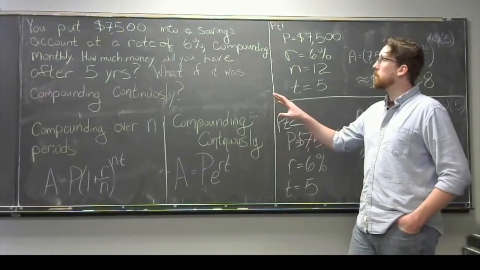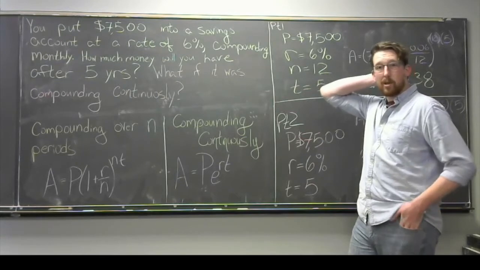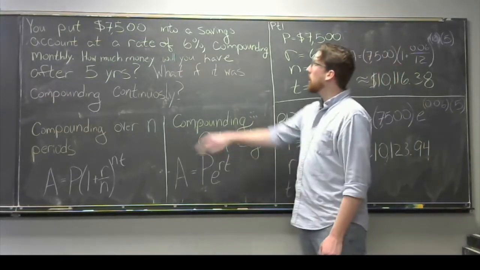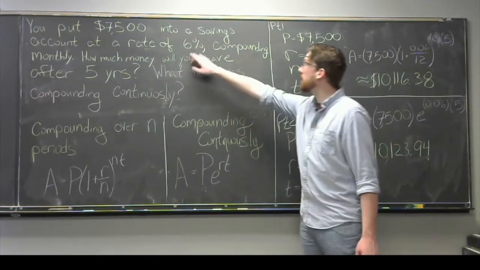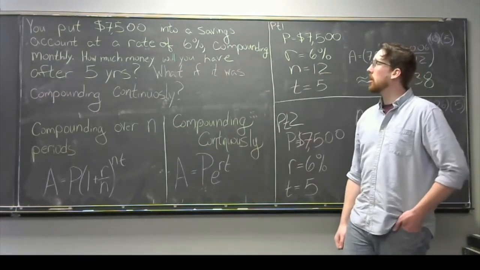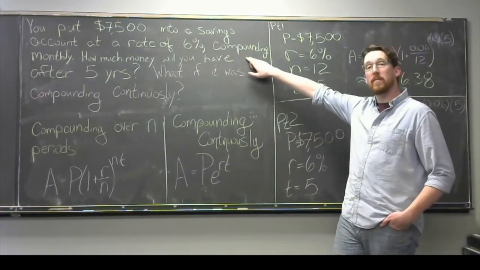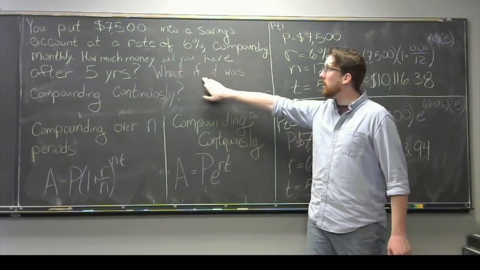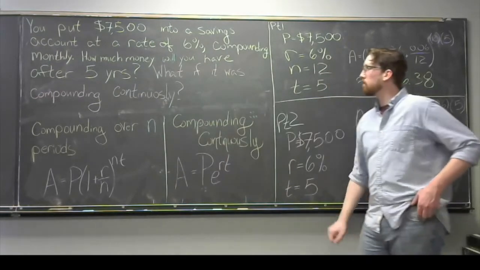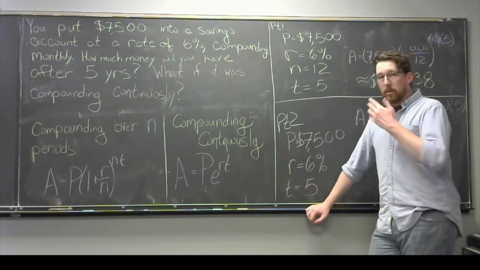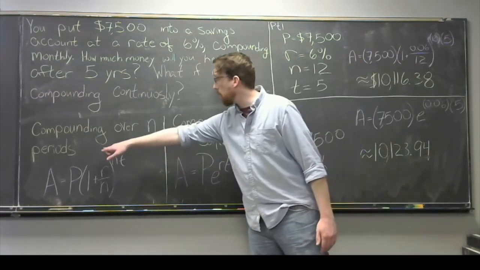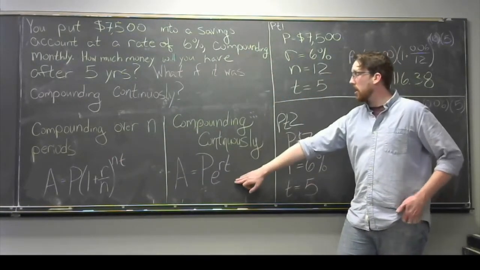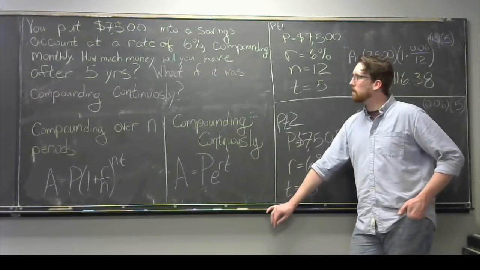In this next example, we're looking at a savings account that we just put $7,500 into. That savings account is incurring interest at a rate of 6%, compounding monthly. We want to know how much money we'll have after 5 years, and then compare that to if it was compounding interest continuously. As a reference, I wrote out the formula for compounding over n periods, right here, and compounding continuous, right here, just to help us organize our thoughts.